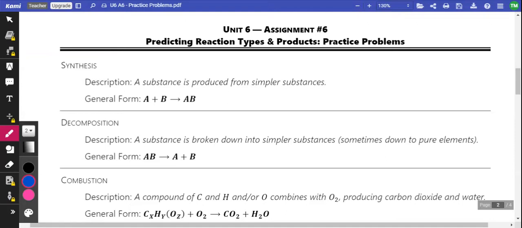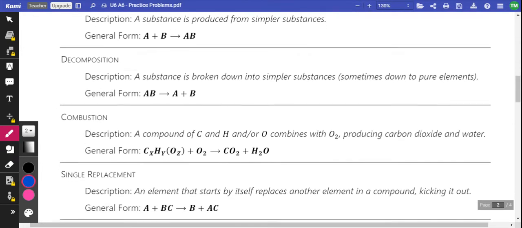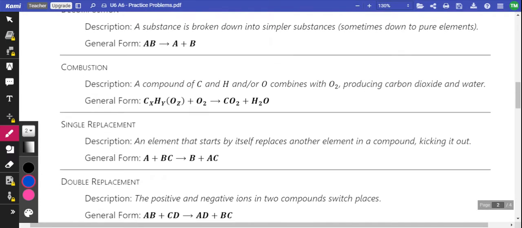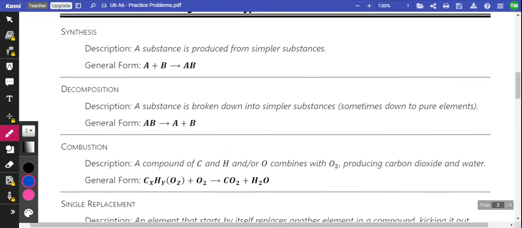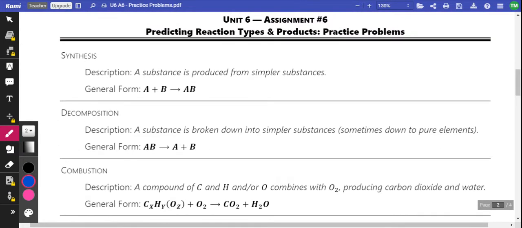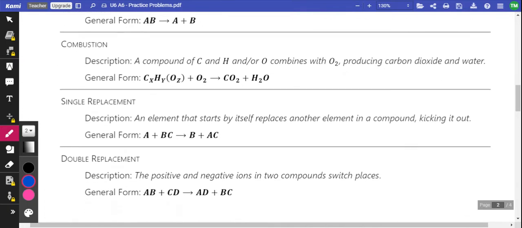All right. In chemistry, we can generalize most reactions to fit into one of five main types of chemical reactions that we come across. Those are listed here. We have synthesis reactions, decomposition reactions, combustion reactions, single replacement reactions, and double replacement reactions. So most of the reactions we'll see throughout this course are going to fit into one of these five things: either synthesis, decomposition, combustion, single replacement, or double replacement.